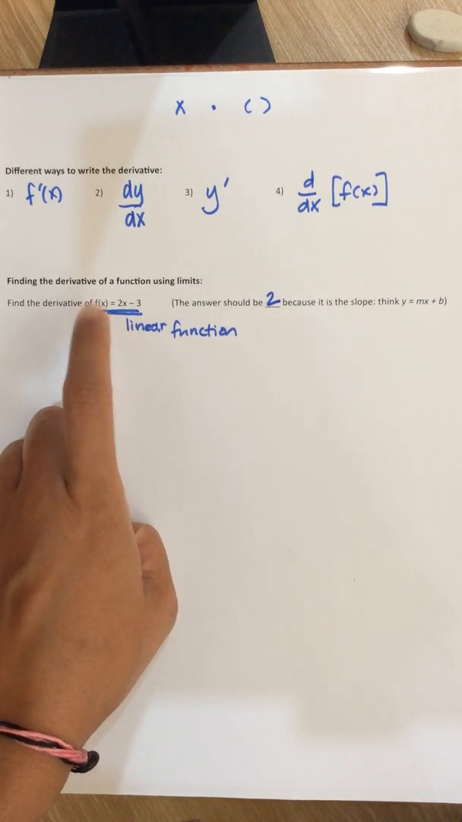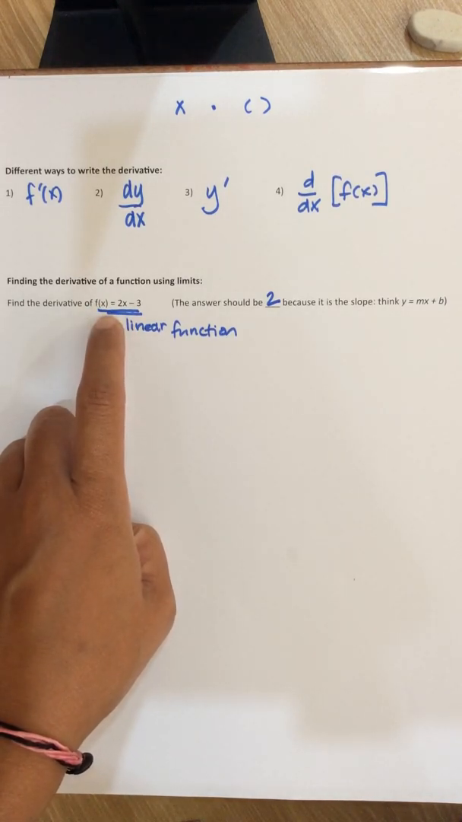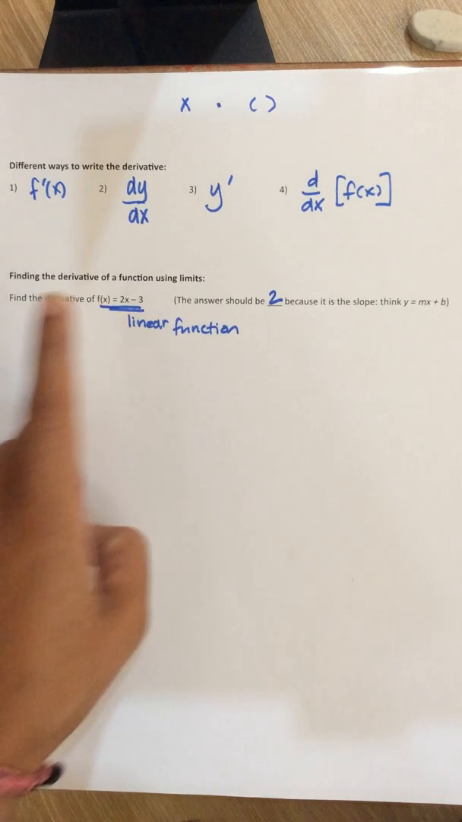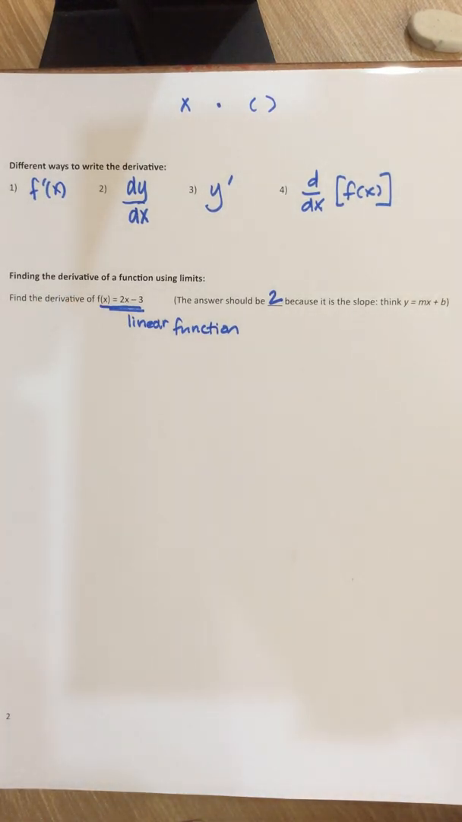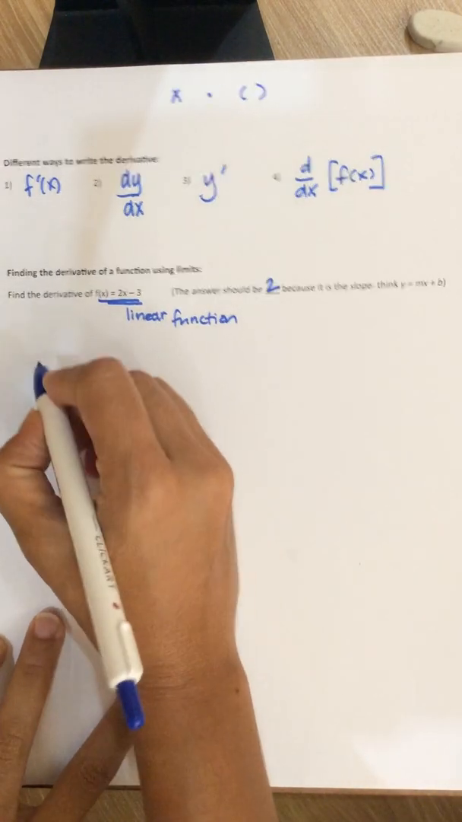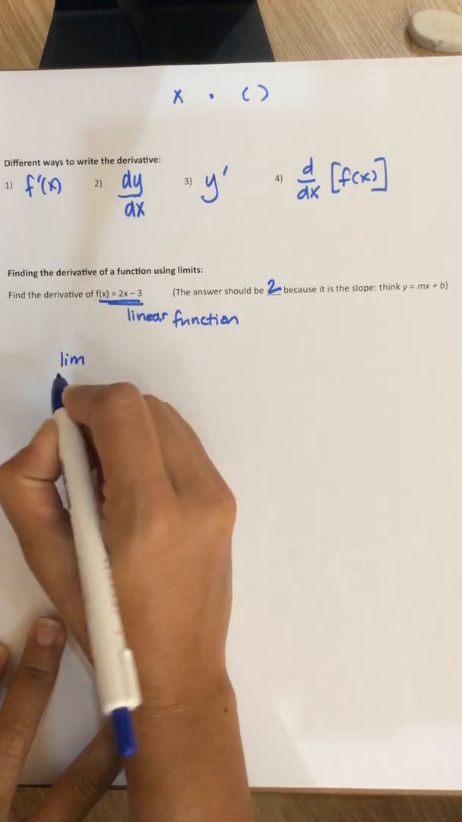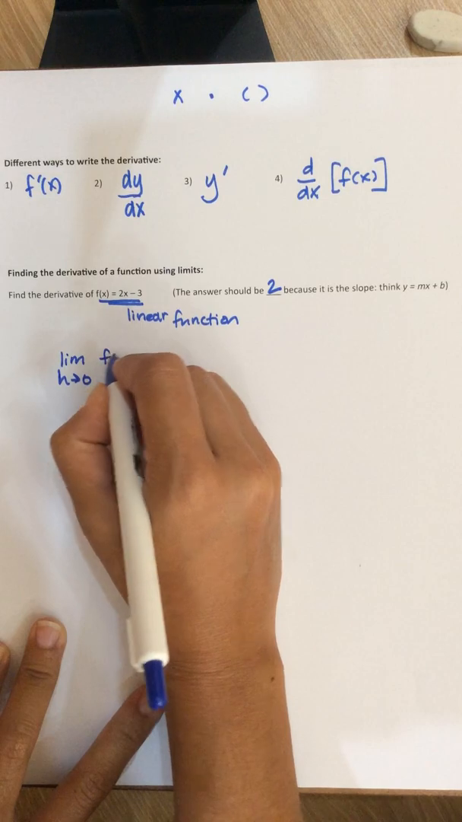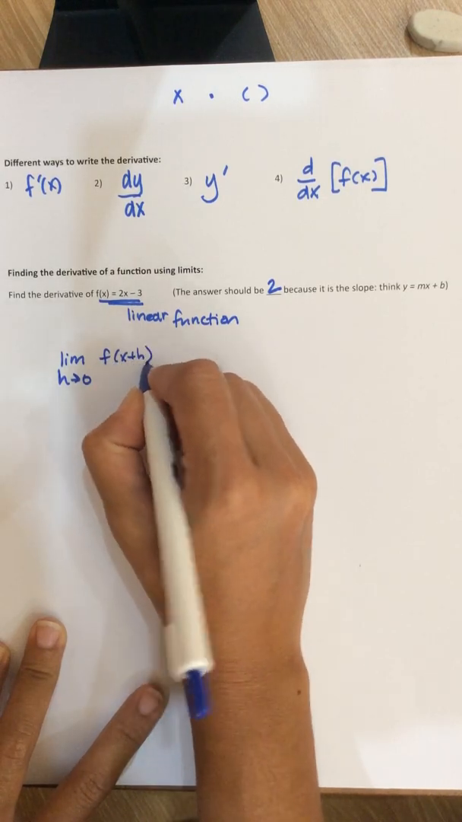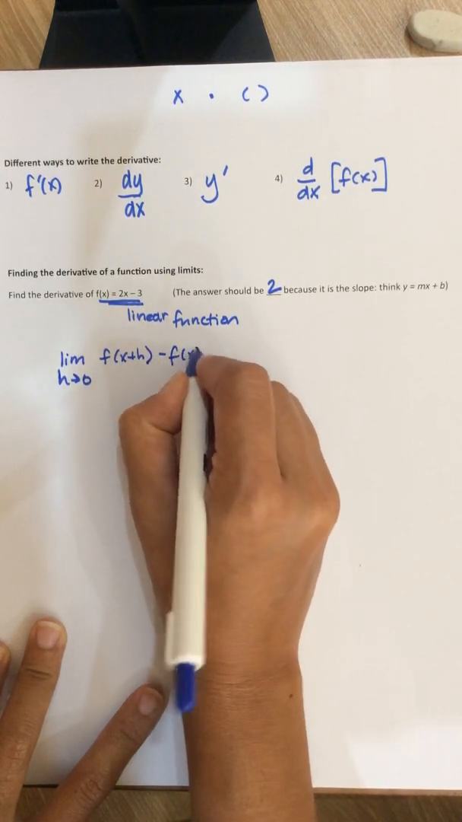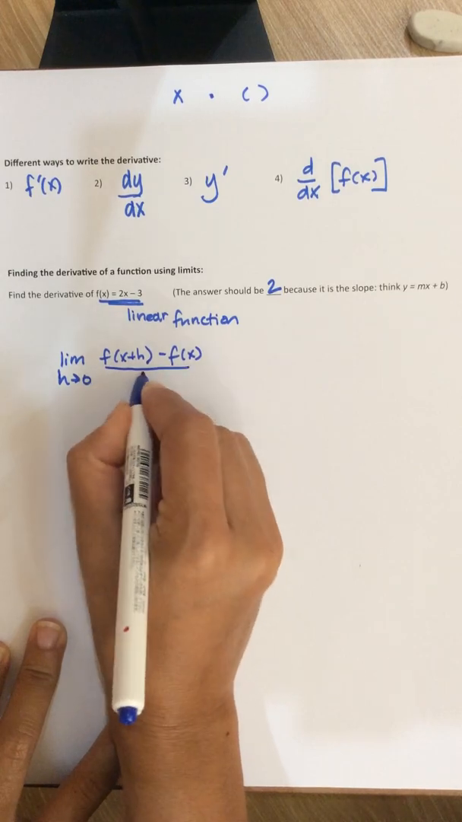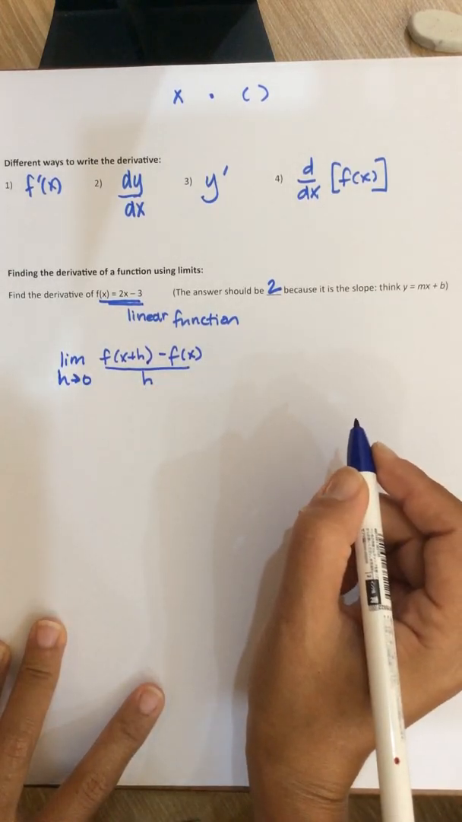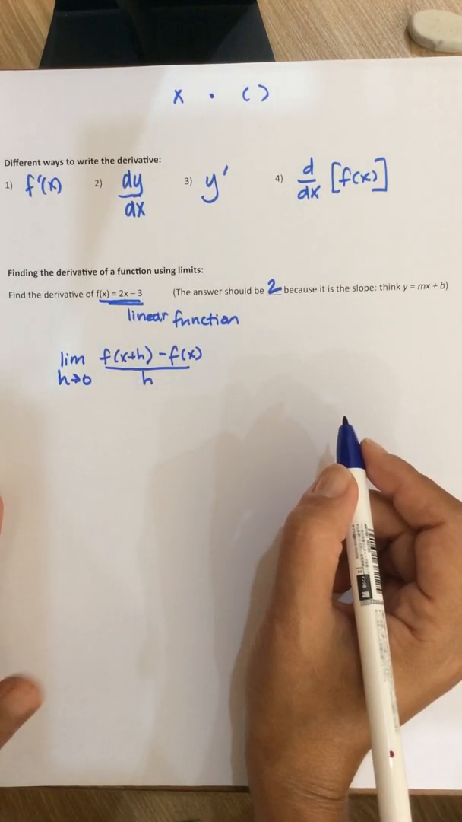So if you had to find the derivative of a linear function, you would just find the slope, and that's your answer. But I want to prove or show you how you can use the limit definition to also get 2. So let's just write down the definition of a derivative first. The limit as h approaches 0 of f of x plus h minus f of x over h. All right, so there's the definition.